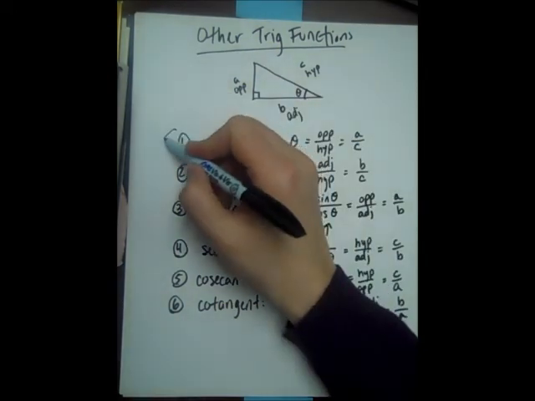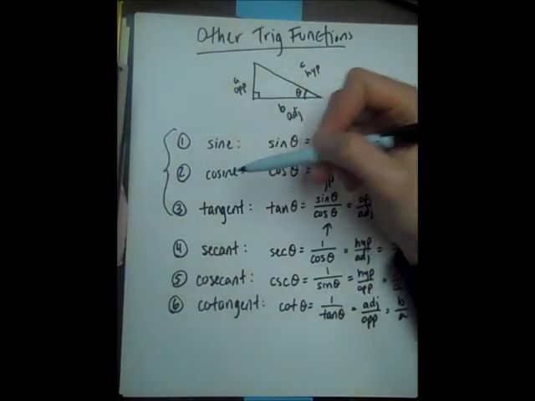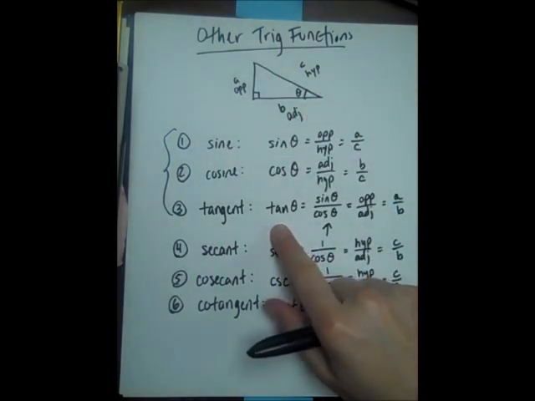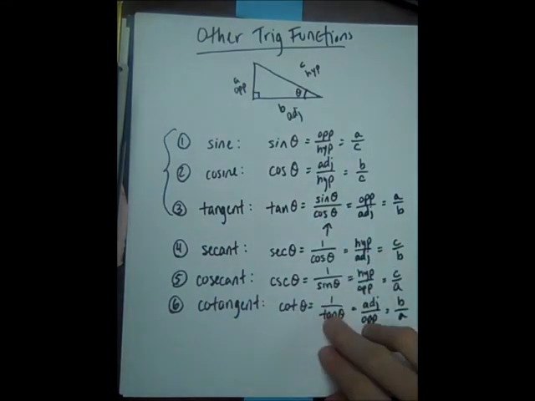Really, if you can find these first 3, finding the next 3 are pretty easy. You just flip the fraction. In fact, if you can just find the sine and cosine, you can find tangent just by dividing the two. So tangent is sine divided by cosine. And we'll do some examples of this.